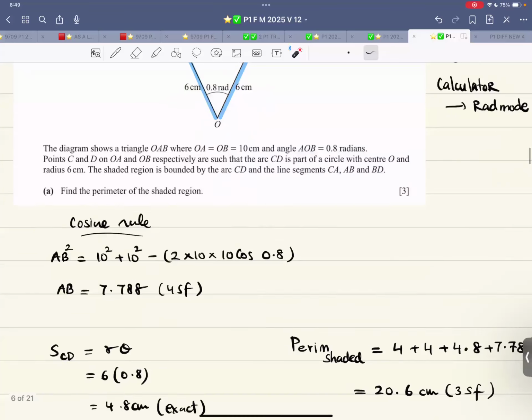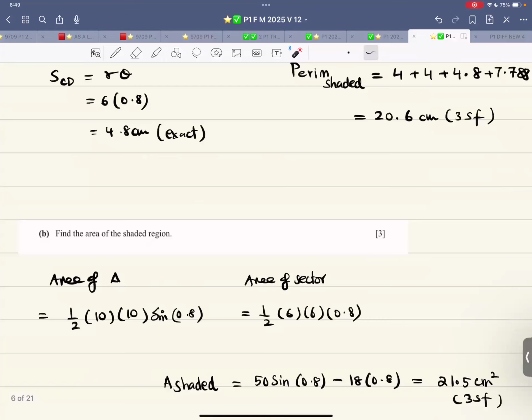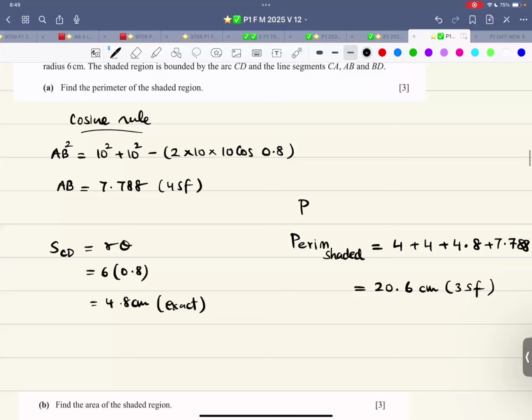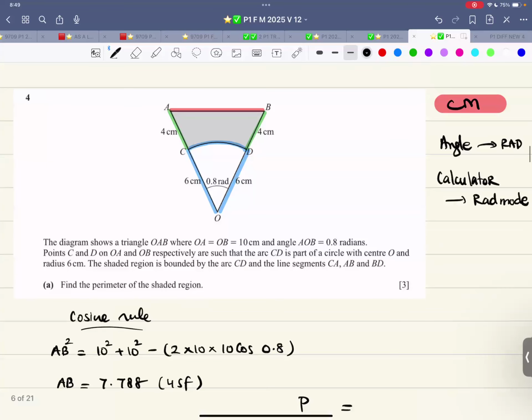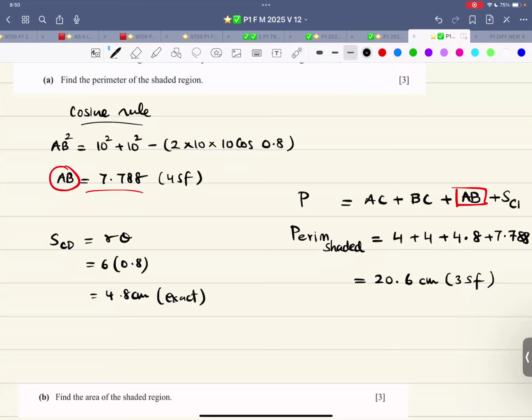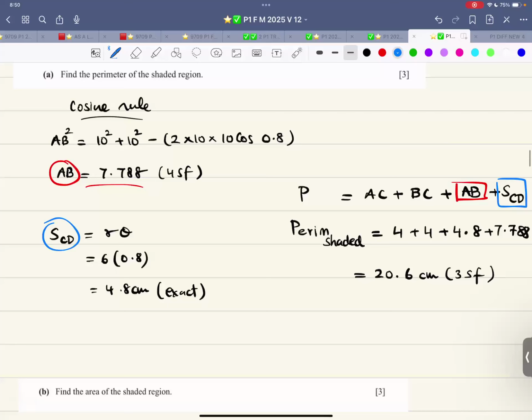Find the perimeter of the shaded region and find the area of the shaded region. So for the perimeter of the shaded region, I can write over here, perimeter is equal to AC, AB, BC. AC and BC and AB. Now if I focus on AB, AB is found using the cosine rule. There is also one other thing, my bad, that is the arc length CD. For arc length CD, that is the blue thing over here.